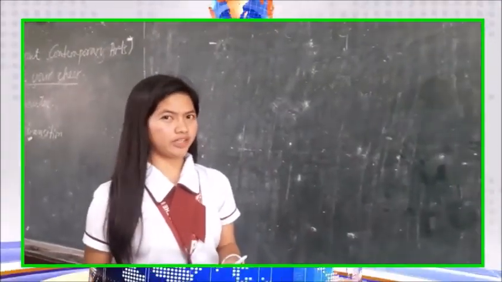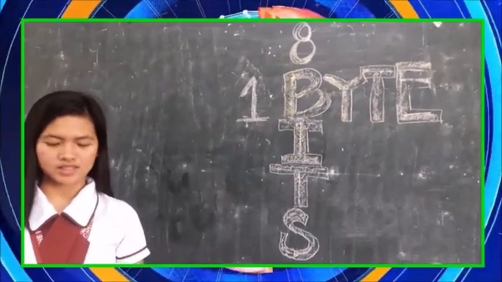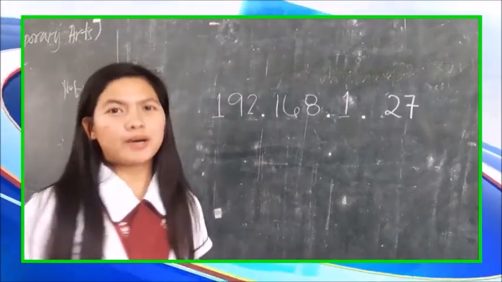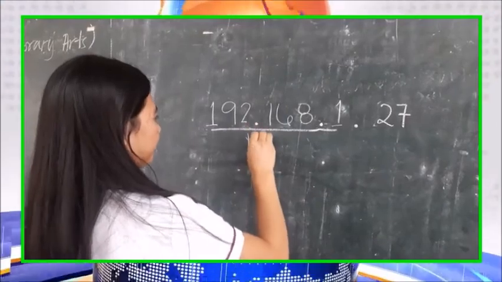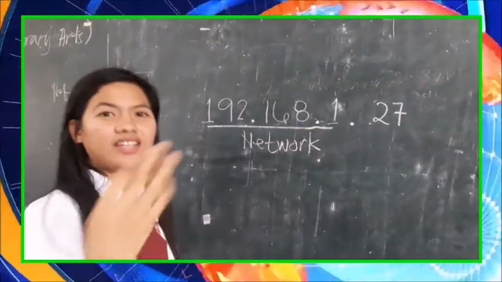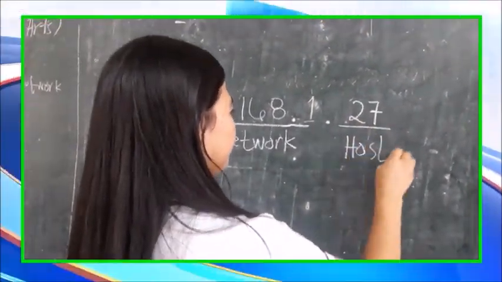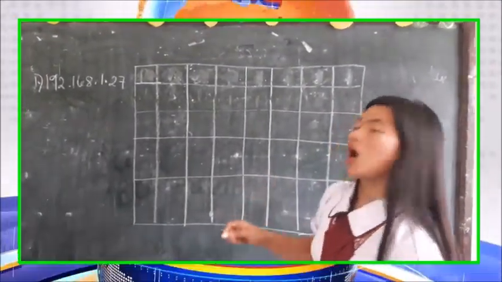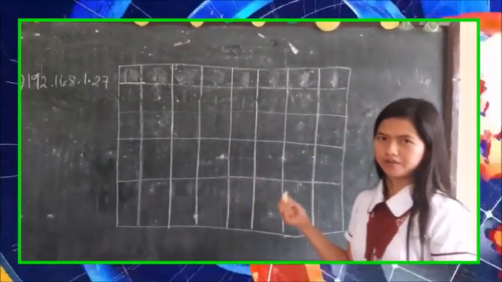Let's discuss the byte or the octet. Remember, 1 byte is equivalent to 8 bits. Let's convert an IP address into binary bits. But before that, the first 3 octets here are for the network, and the last octet is for the host. We convert the IP address 192.168.1.27 into binary bits.